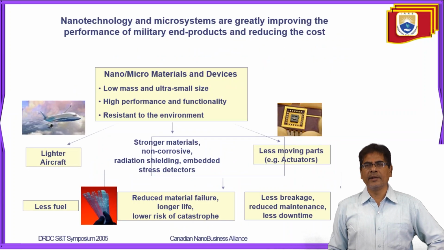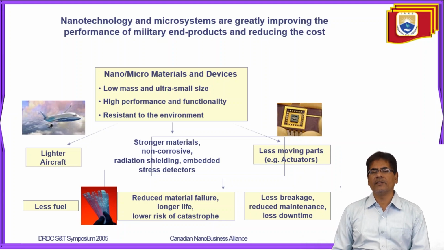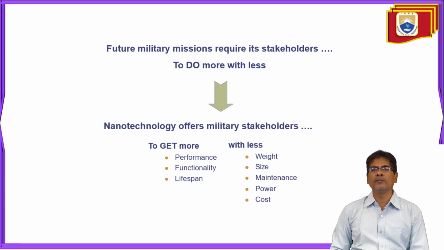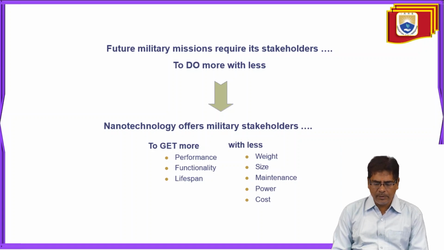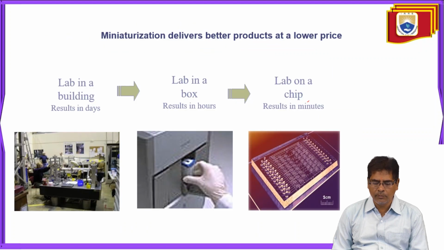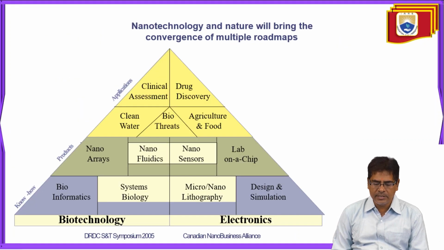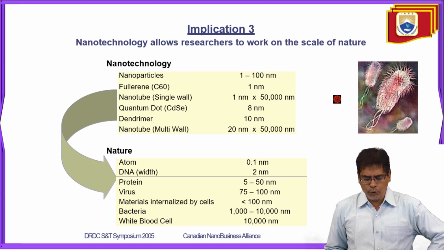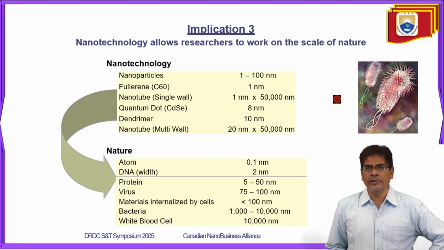I have nanotechnology impacting military applications: nano and microscale devices, low mass and ultra-small size, because as we saw in the very first part, the functionality should be more. So we are seeing to get more functionality, performance and lifespan, with less weight, less size, maintenance and cost. Keeping that in view, people started working on different materials, right? Nanoparticles are around 1 to 100 nanometers, and fullerene, which is carbon 60, is 1 nanometer, and single-wall nanotube is 1 nanometer to 50,000 nanometers.